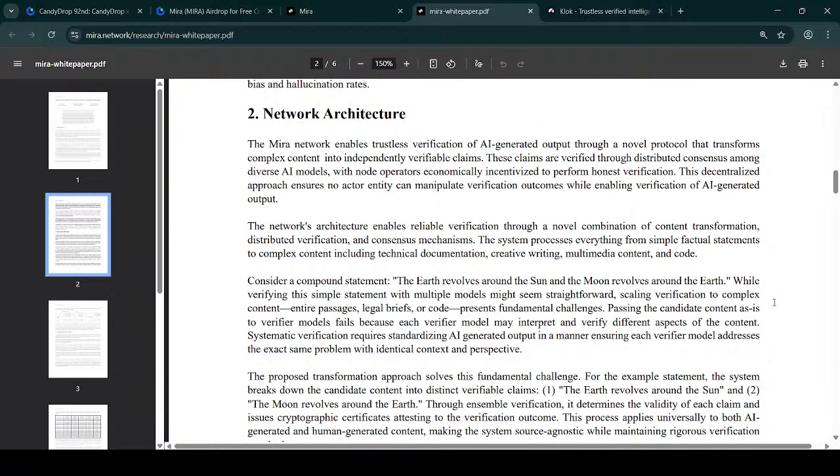So, the network architecture. The Mira network enables trustless verification of AI-generated output. The novel protocol transforms complex content into independently verifiable claims. These claims are then distributed and verified across diverse models, with nodes operating under economically incentivized, honest verification. This decentralized approach ensures that no single actor can manipulate the verification outcome, enabling verification of AI-generated output, guys.